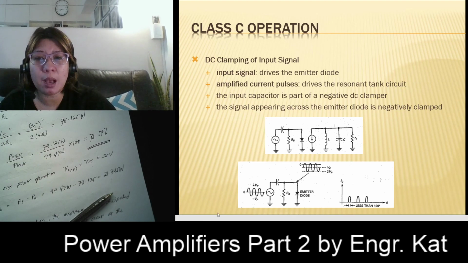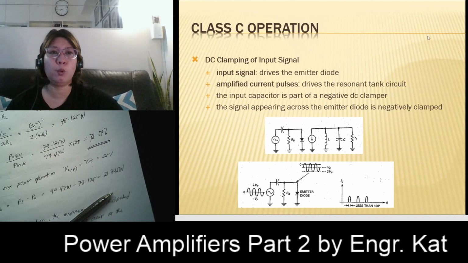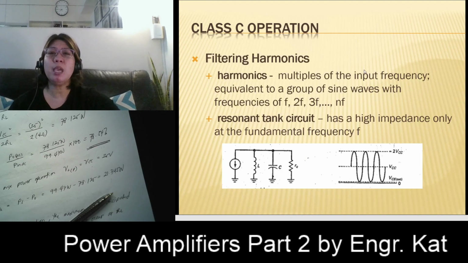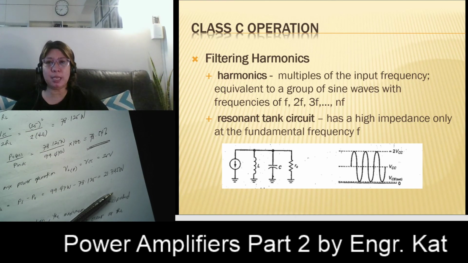Since this is in parallel with an emitter diode, your output voltage here once it is functioning is just equivalent to 0.7. Okay, so the problem with Class C amplifiers is harmonics. Harmonics are multiples of the input frequency, equivalent to a group of sine waves with frequencies of 2F, 3F, and so on. Your resonant tank circuit here has high impedance only at the fundamental frequency. Your fundamental frequency is your resonance frequency.